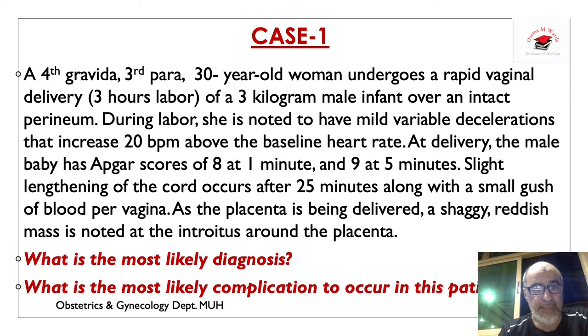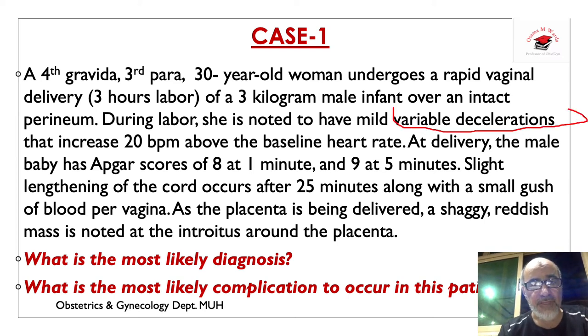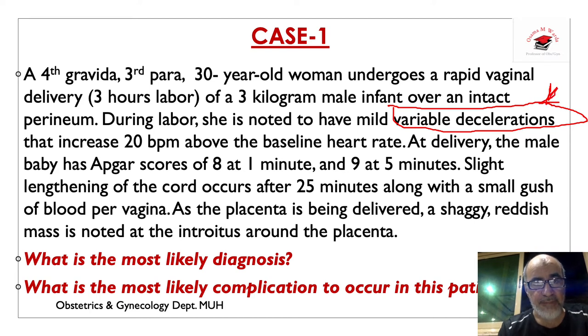What is the most likely complication to occur in this patient? So, she is a multipara. The baby is average weight. It was cephalic. There were decelerations, variable deceleration. So the main problem here, important datum, is a deceleration. So there was a deficient placental perfusion. But this placental perfusion didn't affect much the neonatal condition.